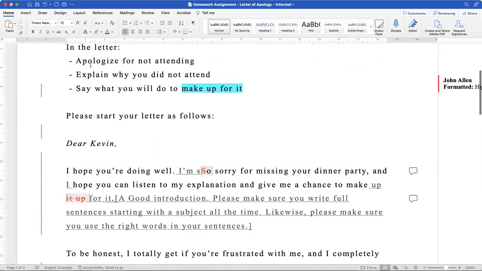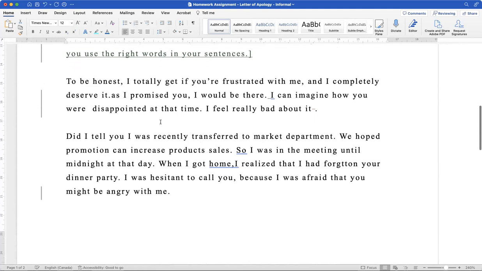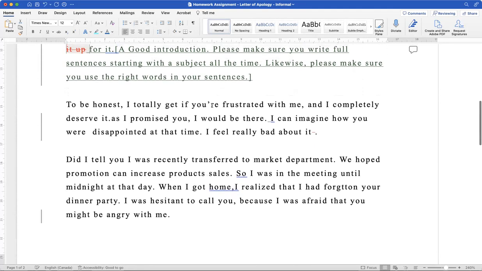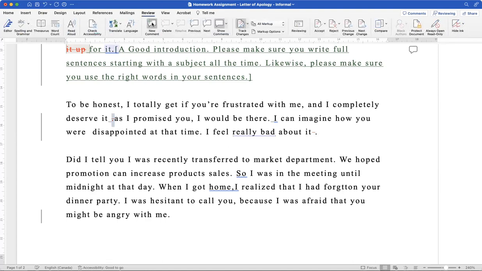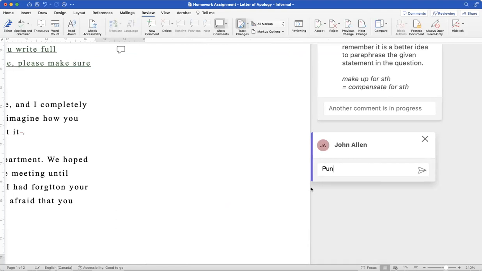Okay, so in the first body paragraph, you will apologize for not attending. To be honest, I totally get if you are frustrated with me, and I completely deserve it, as I promised you. So, I completely deserve it. This is not a full sentence, so there is no period here. Punctuation mistake. So please pay attention to the punctuation rules. Full stop, or we call it period.